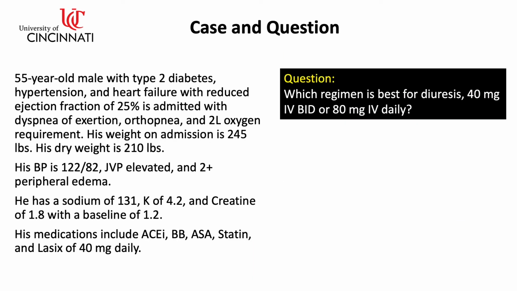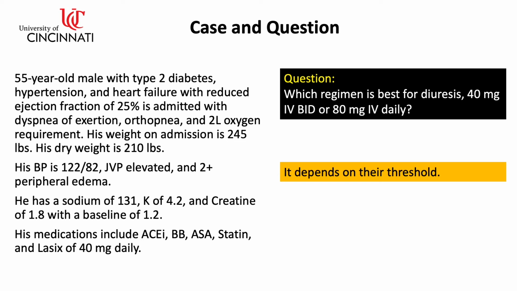So let's return to our case, the 55-year-old with heart failure who was being admitted 35 pounds up, who we wanted to diurese. The question that we asked ourselves was, what's better to pick for my diuresis, 40 milligrams IV BID or 80 milligrams IV daily? The answer, hopefully you've seen by now, is it all depends on the patient's threshold. And this is the key thing that I want you to learn.